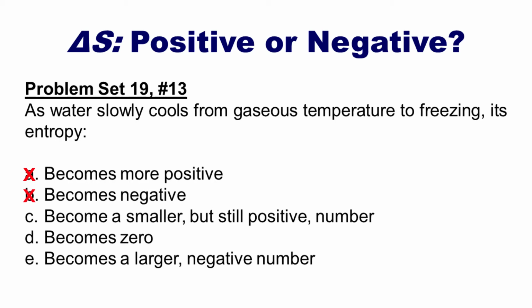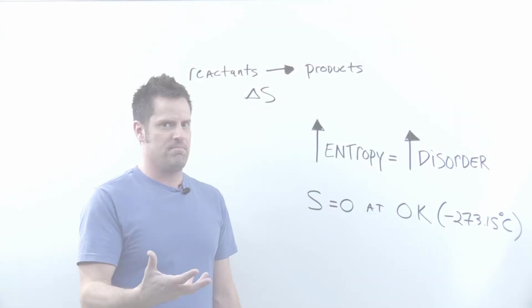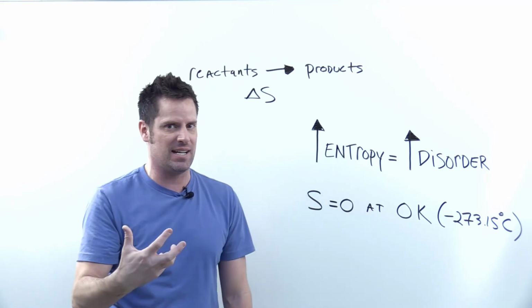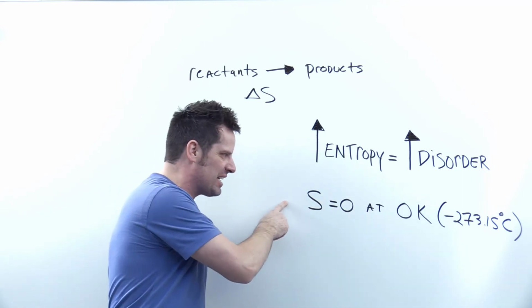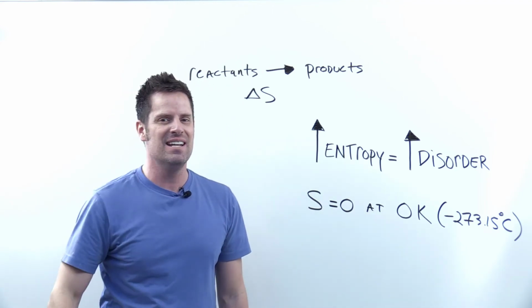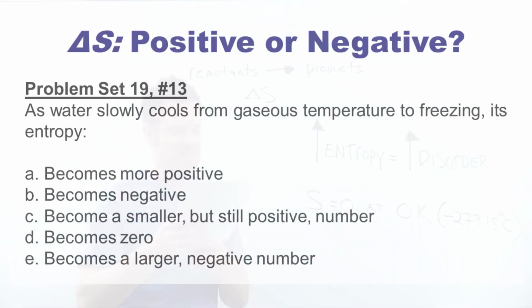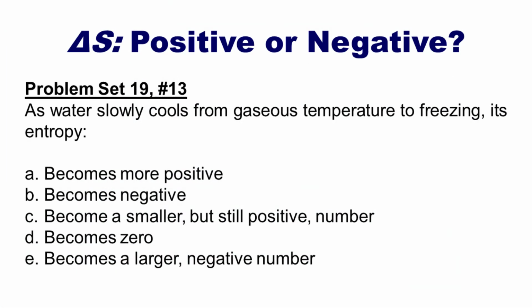Option D says that it becomes 0. Now that will only happen if we plunge our solid water all the way down to 0 kelvins, and the question hasn't specifically told us that that is what is occurring. So we can cross off option D. Option E says that it becomes a larger negative number. That also doesn't make any sense because the entropy value is not going to be negative ever. Okay? Now remember, delta S can be negative, but S without the delta in front of it can never be negative. Okay? That focuses us in on option C, which says that it becomes a smaller but still positive number.